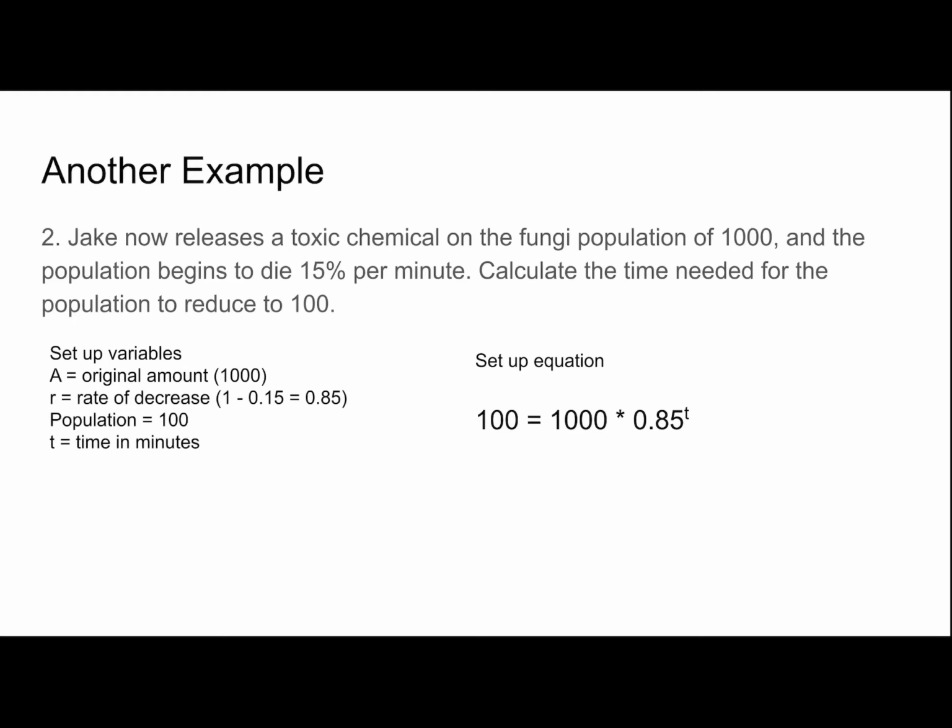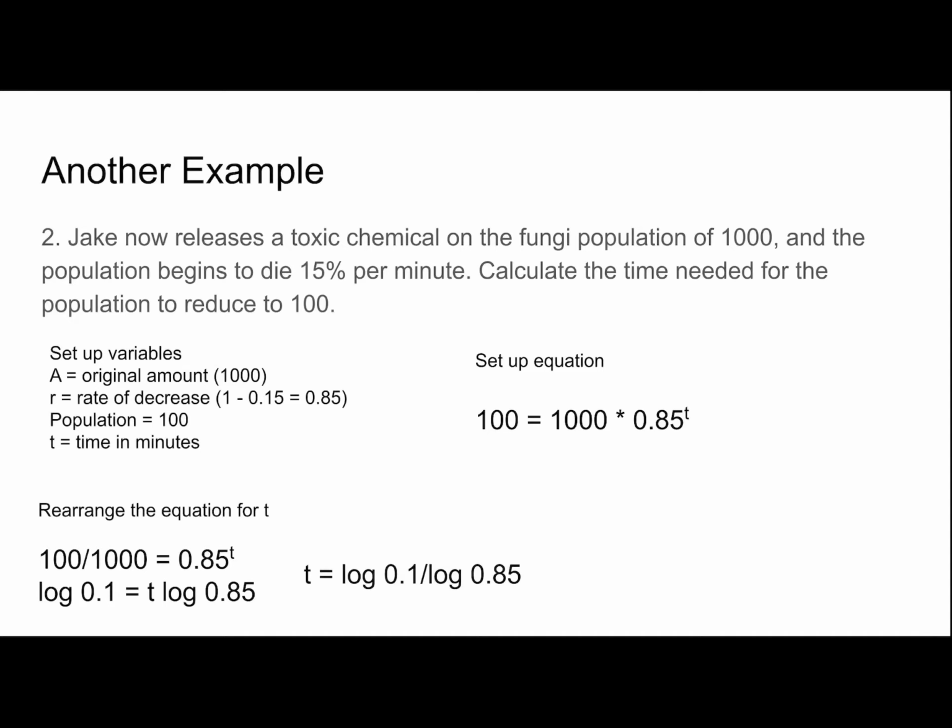So in this case, we're doing the exact same thing. We're moving the 1,000 to the other side. So therefore, 0.1 equals 0.85 to the power of t. And just fast forward a little bit, we just take the log of both sides. And therefore, we should find that our t should be coming out to be 14.17 minutes as our answer.